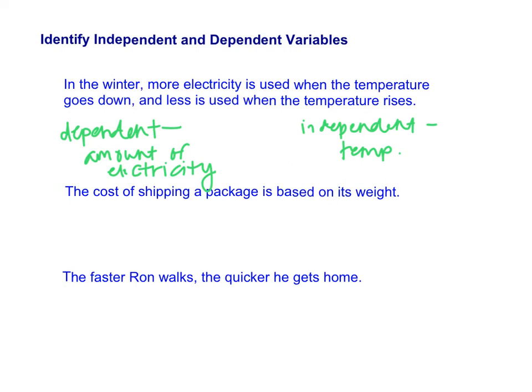So again, the amount of electricity used depends on the temperature. So the temperature is the independent variable. All right, cost of shipping a package is based on its weight. So our independent and dependent, so the cost of shipping a package is based on its weight. The cost of shipping a package depends on its weight.